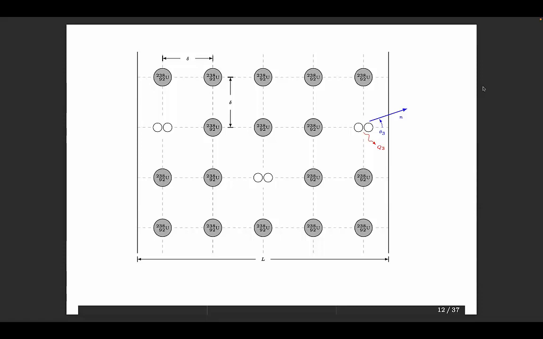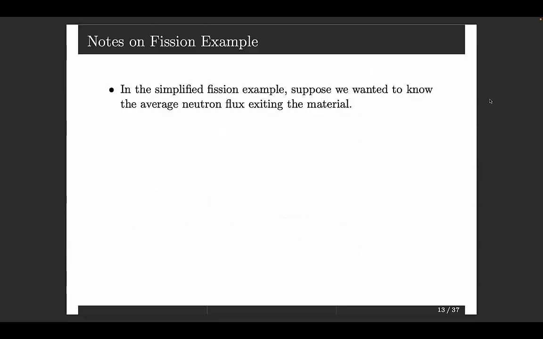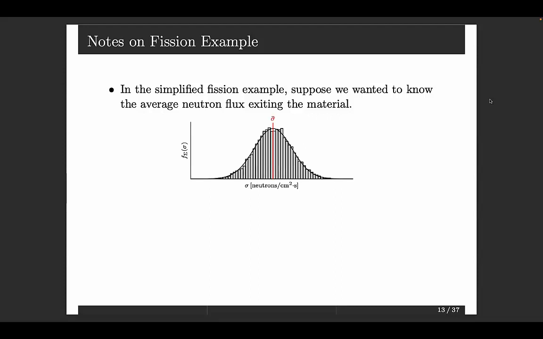One of the practical design questions, if you're evaluating a reactor design, is what is the neutron flux that's exiting the material here? If we wanted to know the average neutron flux exiting the material at some point on the outside of the material, the neutron flux measured in neutrons per centimeter squared per second may look something like this. What I want to know here is what is the probability distribution of the neutron flux and what is its mean, here denoted sigma bar. In the simple model that I showed earlier, you can see how in principle you could calculate the neutron flux.